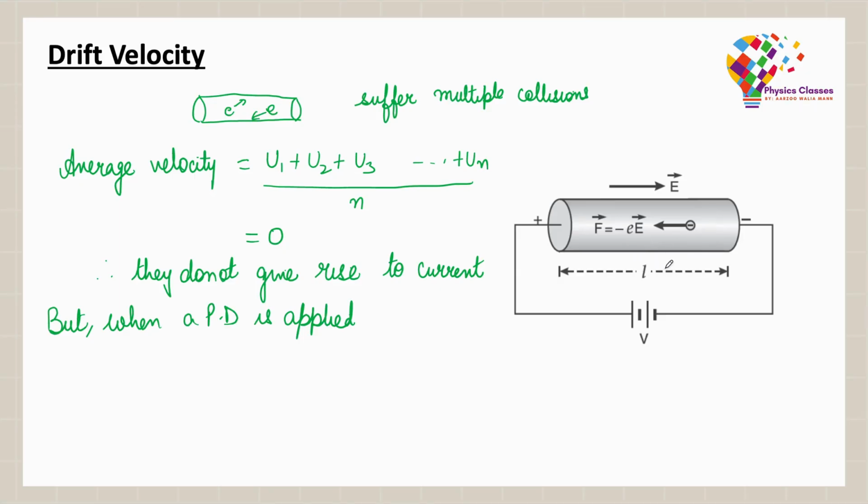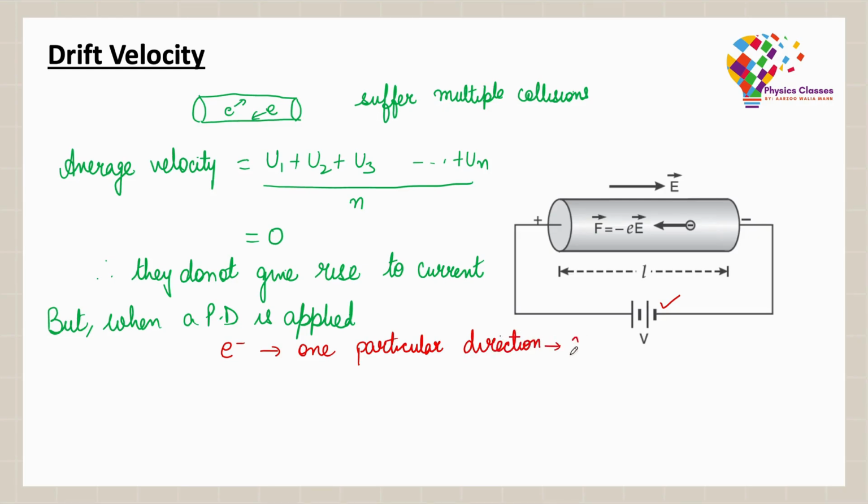Now there are electrons inside it, so obviously they have an electric field. Due to that electric field, when we apply a potential difference, all the electrons start moving in one particular direction. The moment they start moving in one particular direction, it will give rise to current. When electrons move in one direction, that gives rise to current.